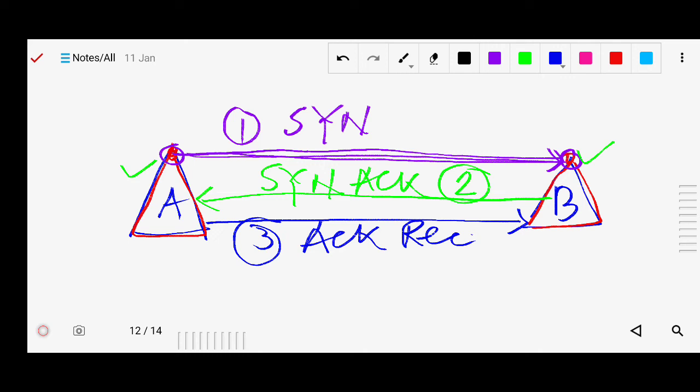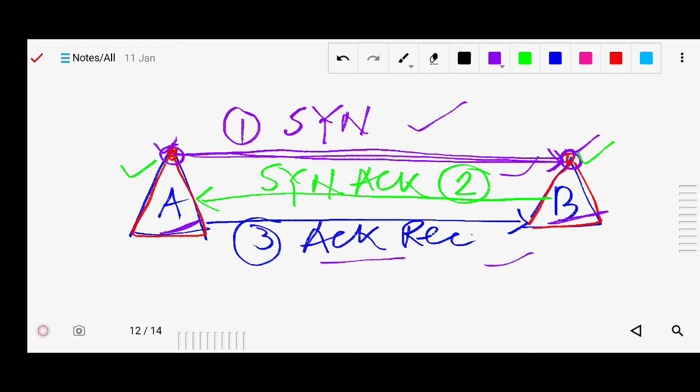This is the TCP/IP. How does it work? TCP/IP actually works on this. First, A will be paired with B. For pairing A with B, there are three steps to be followed. The three steps: first the synchronization signal goes, second an acknowledgement comes back from B to A, and third the acknowledgement received is again given.